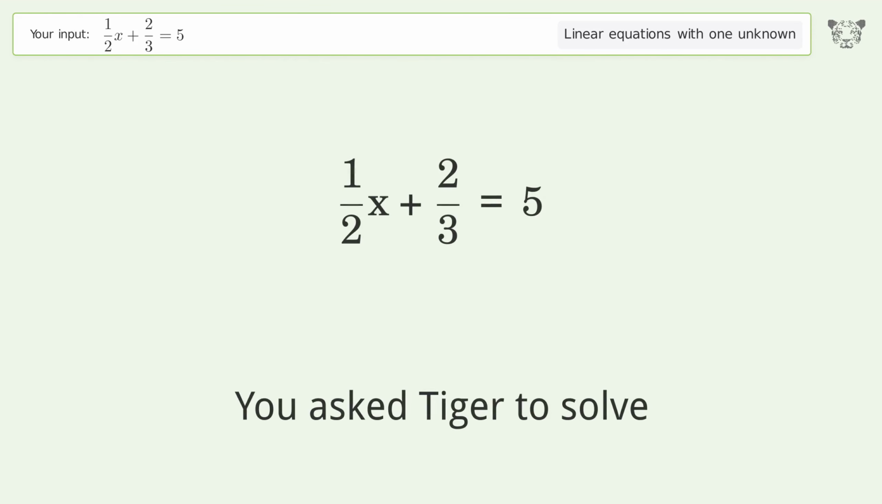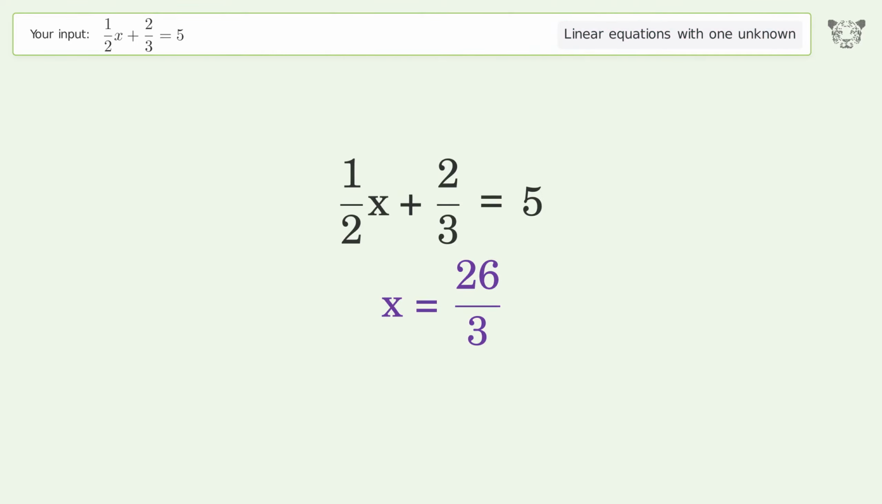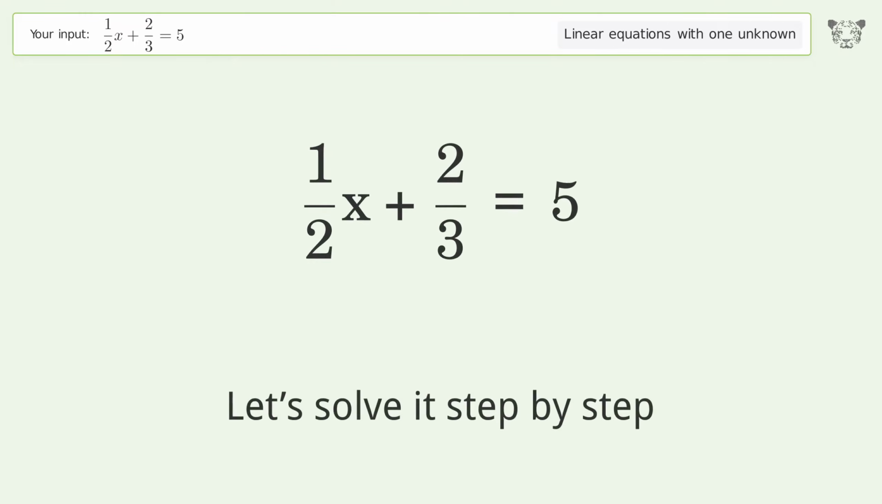You ask Tiger to solve. This deals with linear equations with one unknown. The final result is x equals 26/3. Let's solve it step by step.